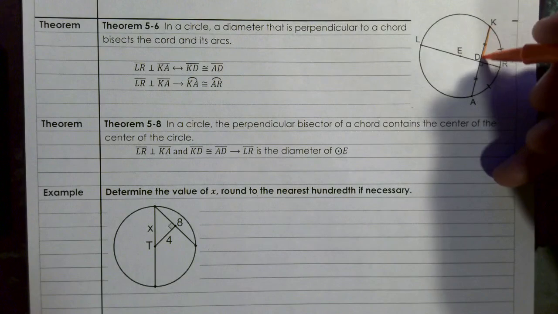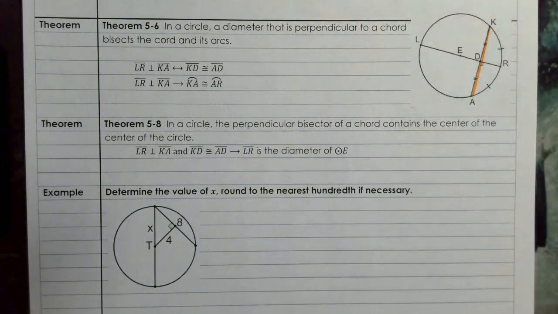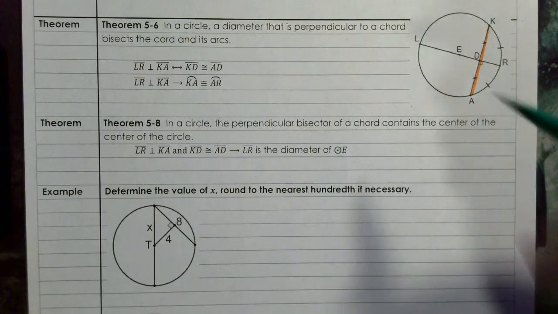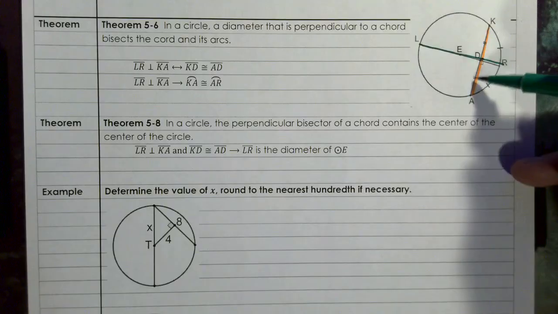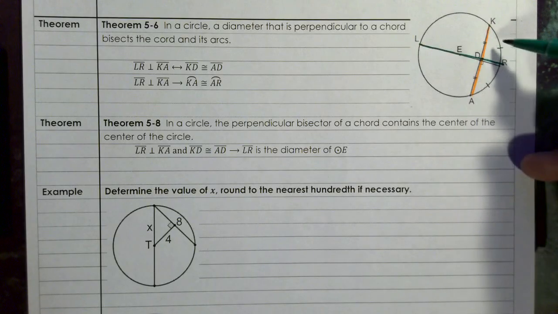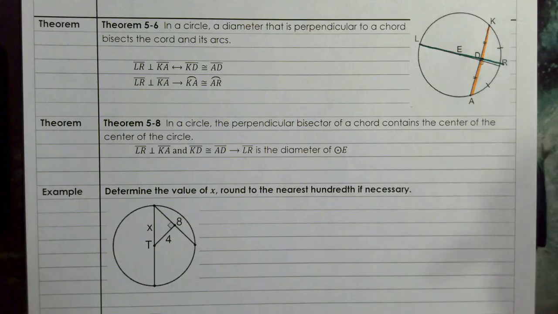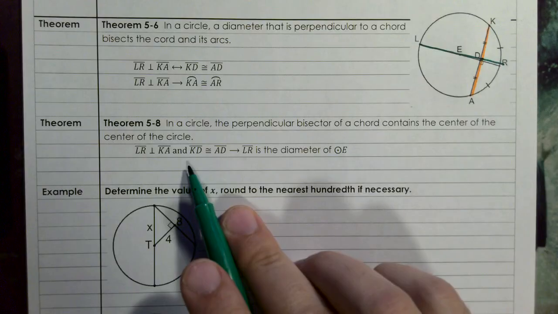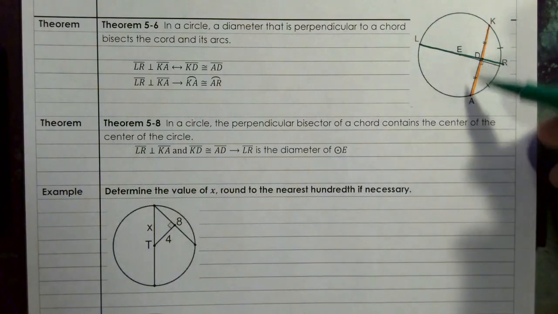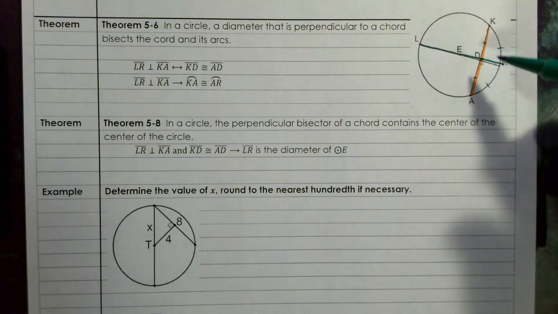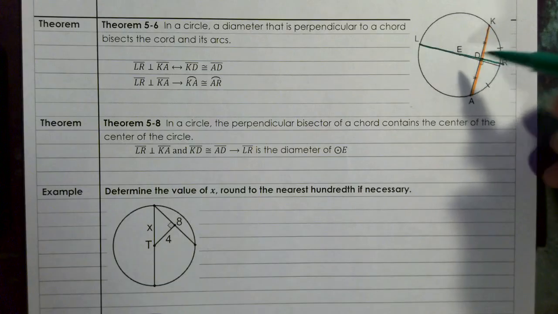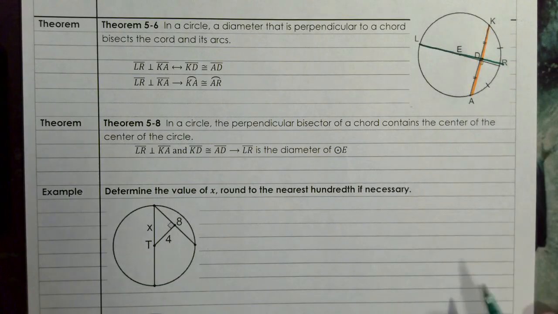If we've got this chord that's being cut by our diameter right here, then we end up knowing that these two pieces have to be the same and our arcs have to be the same on either side. Now, this is sort of the reverse idea. If we end up with two lines that are perpendicular and these two pieces are the same, then we know that line has got to go through the center of our circle.